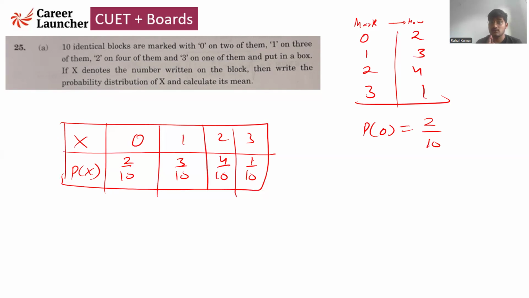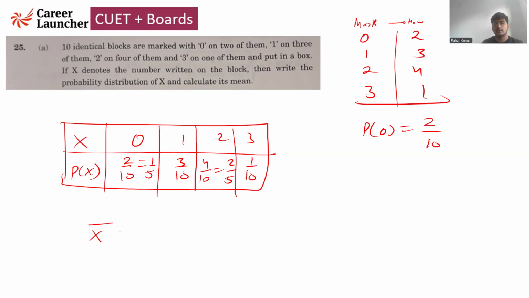The question is simple because they have written to write the distribution and find the mean value. So the distribution is written. Now you need to find the mean value. But still, the distribution is not correct. The reason is simple: we didn't simplify this. So you need to create another box and write the simplified version, 1 by 5 and 2 by 5. But keep this number in your mind. Okay. Why?